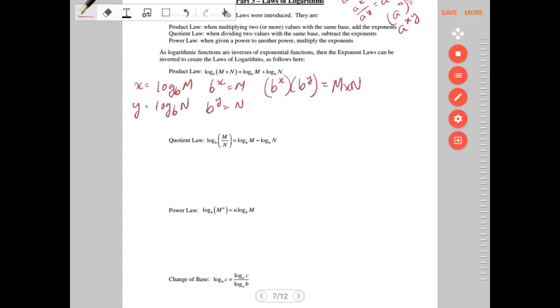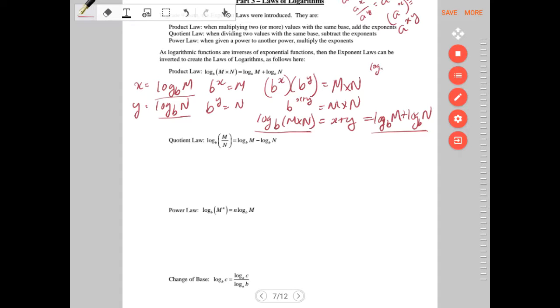Now, back to our exponent laws. When I multiply two things with the same base, I'm going to add the exponents. So that becomes b to the x plus y equals m times n. Now, I'm going to convert that back into logarithmic form. So that is log base b of m times n equals x plus y. But if you remember, x is log base b of m, and y is log base b of n. And you see, log base b of m times n is the same as log base b of m plus log base b of n. So if you had something like log base 3 of 6 times 4, I could rewrite that as log base 3 of 6 plus log base 3 of 4. That's how that works. Okay?